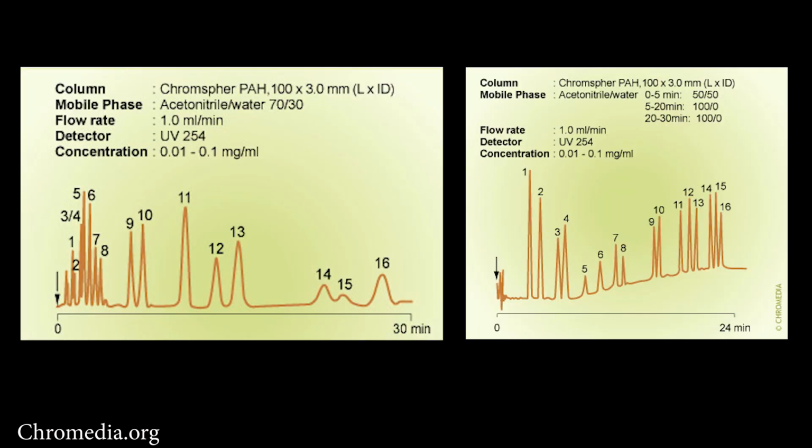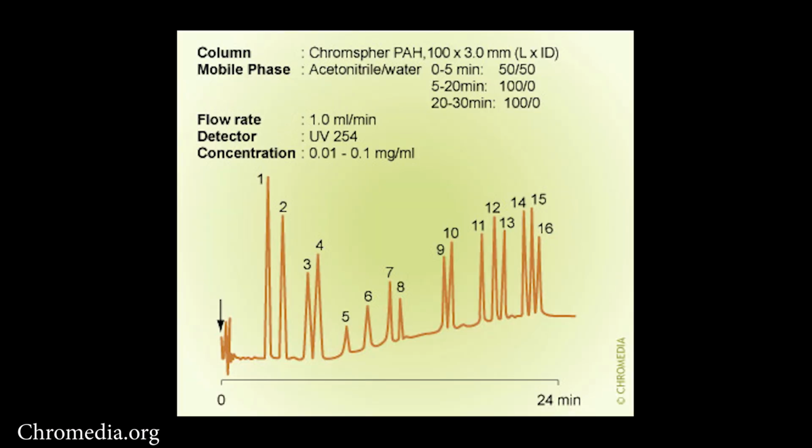So let's see what happens when they ran this gradient run here. You can see now there's still acetonitrile and water, same column and everything, but they programmed in from 0 to 5 minutes, we're going to start at 50% acetonitrile, and then ramp to 100% acetonitrile with a linear ramp between 5 and 20 minutes. So this is a linear gradient.